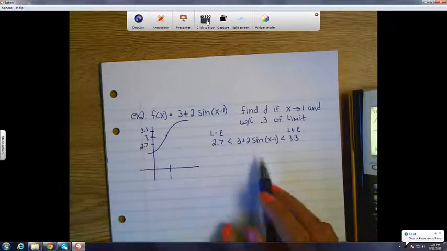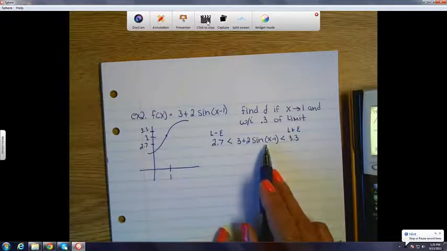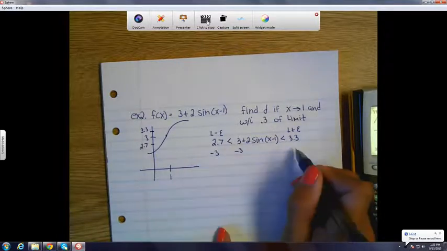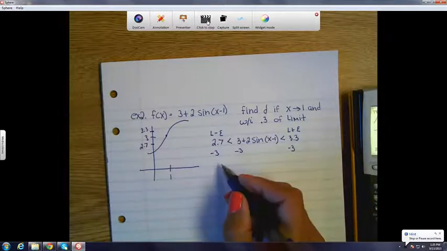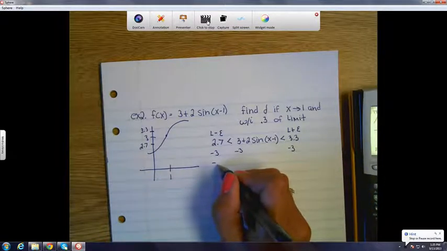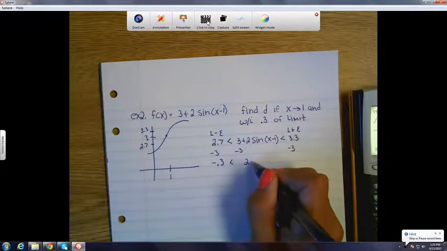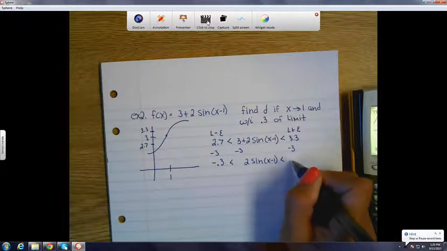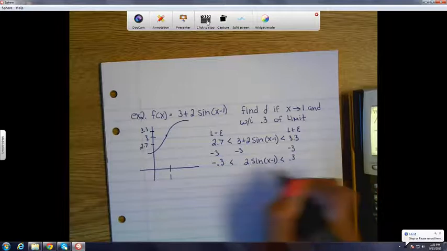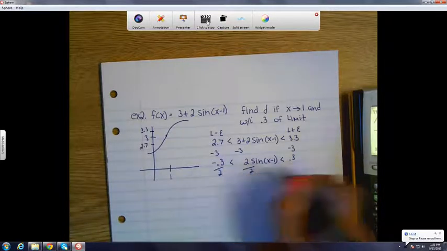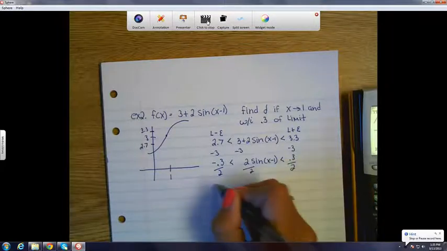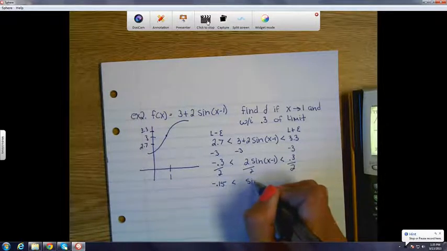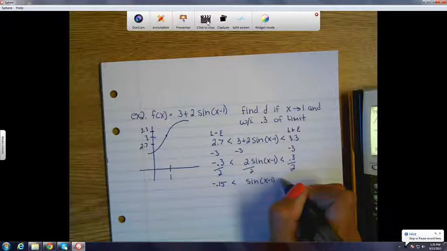Okay, the goal: do the algebra to solve for x in the middle. First few steps I'm sure you're not going to have a problem with. Subtract 3, subtract 3, subtract 3. We've got negative 0.3 less than 2 sine x minus 1 less than 0.3. Divide by 2, divide by 2, divide by 2. Negative 0.15 less than sine x minus 1 less than 0.15.